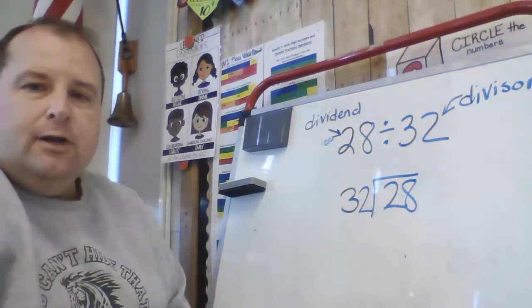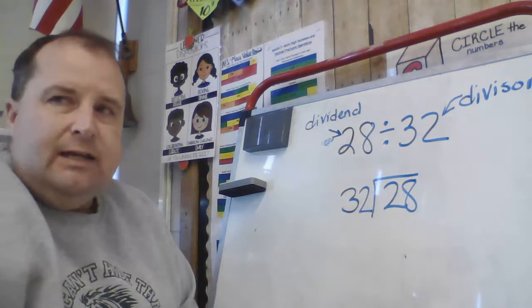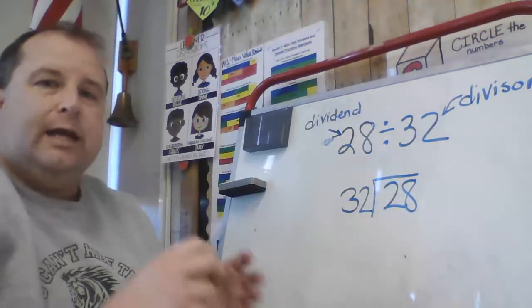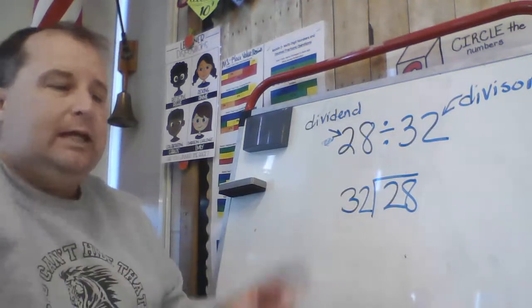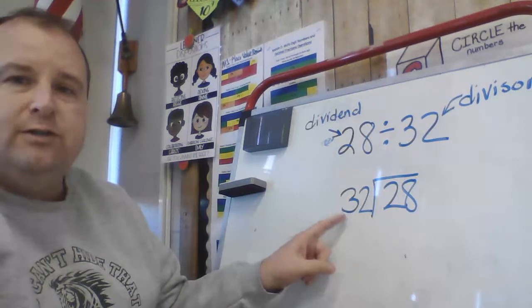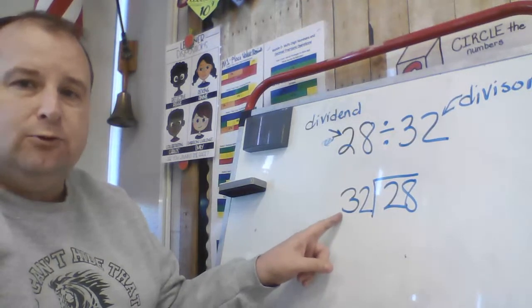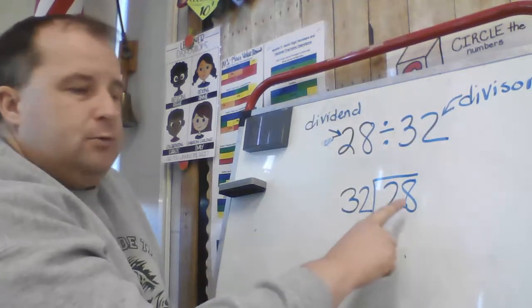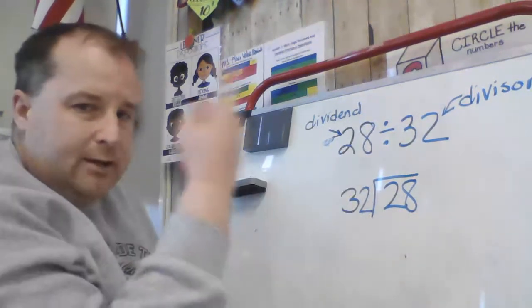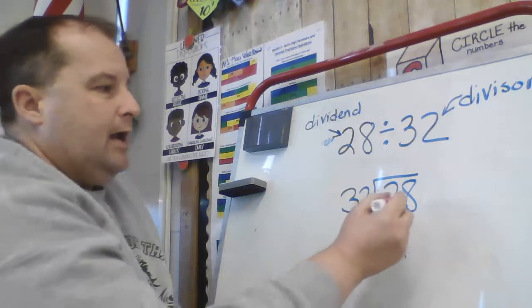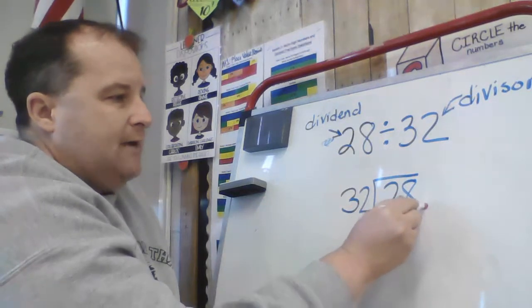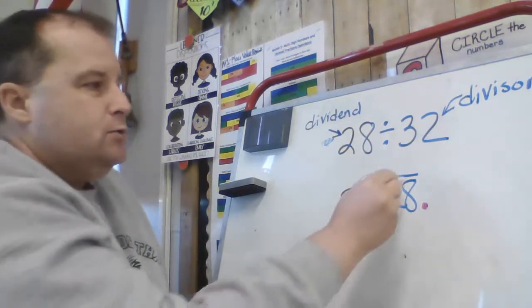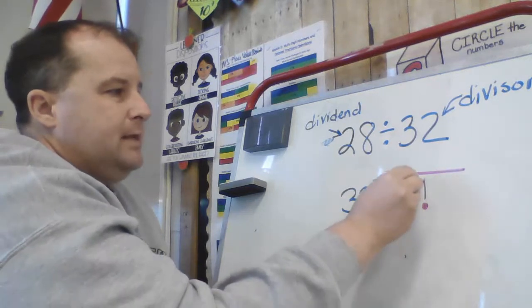Now remember, your dividend is the whole amount that you are trying to divide out equally, and your divisor tells you how many equal groups. So let's start dividing. 32 into 28. I know I can't do that. So now in fifth grade, I have to add a decimal because I'm going to go smaller. I'm going to extend my house.